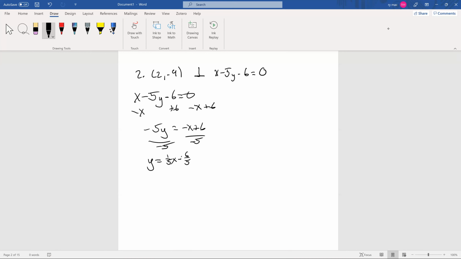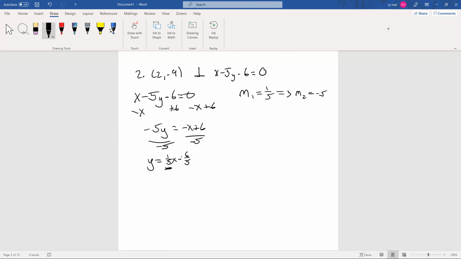But the only thing we really care about in this equation is its slope. So then the same thing happens here. Since it's perpendicular, my original slope is 1 over 5, and that will make my new slope, we'll flip the fraction and make it negative. So my new slope is -5.